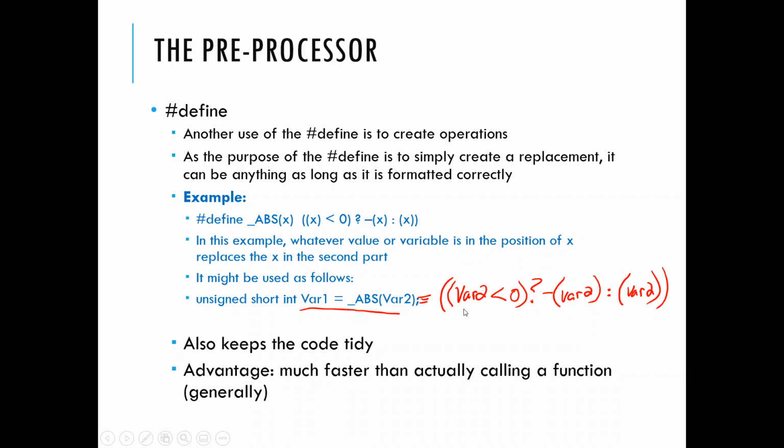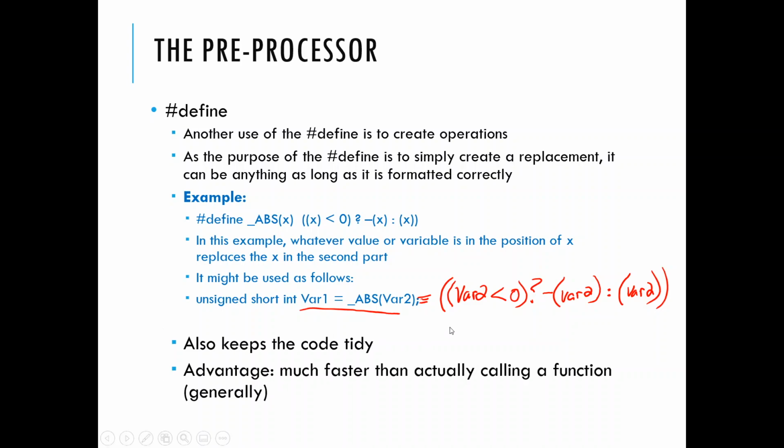What's really nice about this is every time I call a function, I have to put something on what's called the call stack. I have to do a bunch of stuff. Every time I call a function, I have to do a bunch of bookkeeping. This doesn't have to do that at all. I'm going to replace this thing here with a ternary expression. I'm done. It's a lot faster computationally.